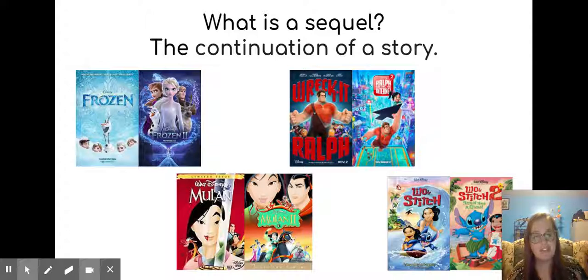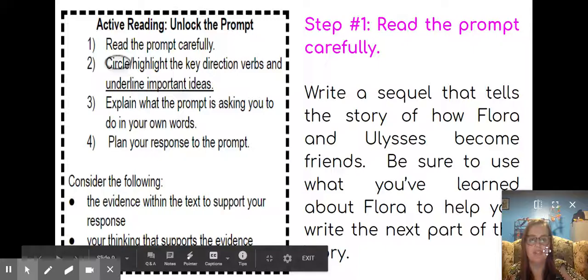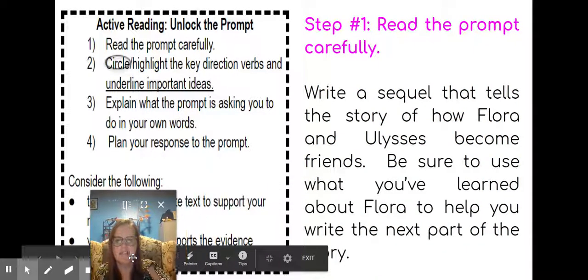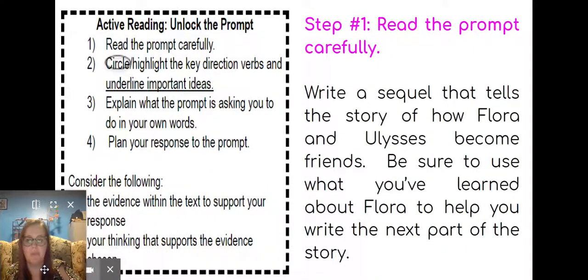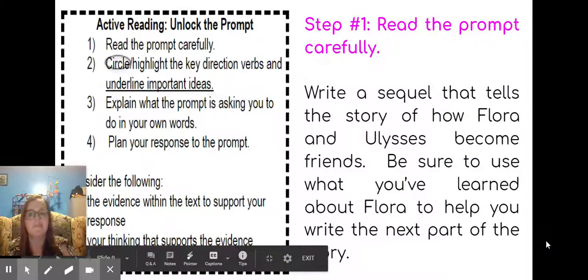We also went over other sequels as well, and you guys came up with some different examples too. So our step number 1 is to read the prompt carefully. So our prompt: write a sequel that tells the story of how Flora and Ulysses become friends. Be sure to use what you have learned about Flora to help you write the next part of the story.